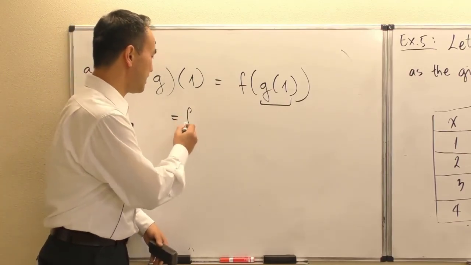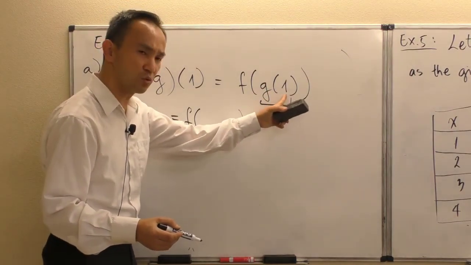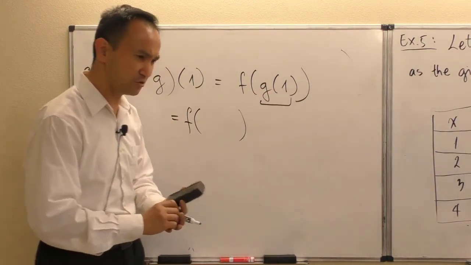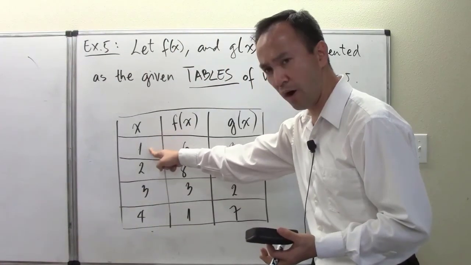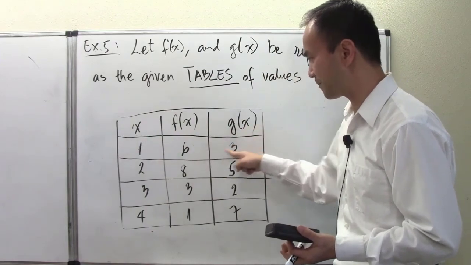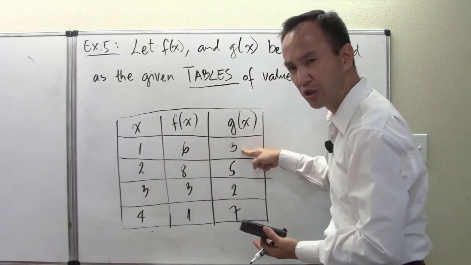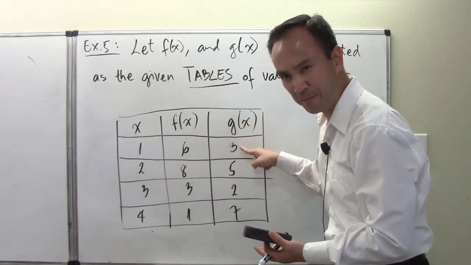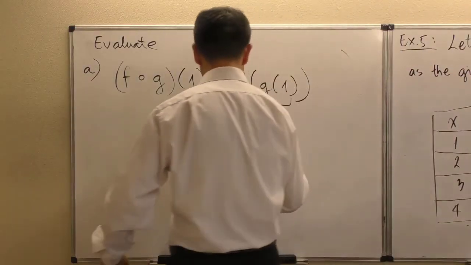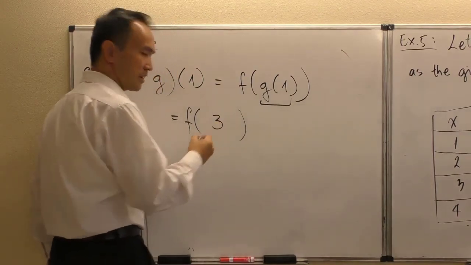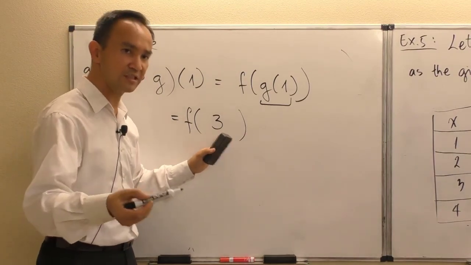So it's going to be f of... but let's look up the output value of g when x equals 1, when the input equals 1. Reading the table right here, when x equals 1, g of 1 equals 3. So this is the output for g of 1. Now I'm going to write that output of g here, but that now becomes f of 3 for our next step.